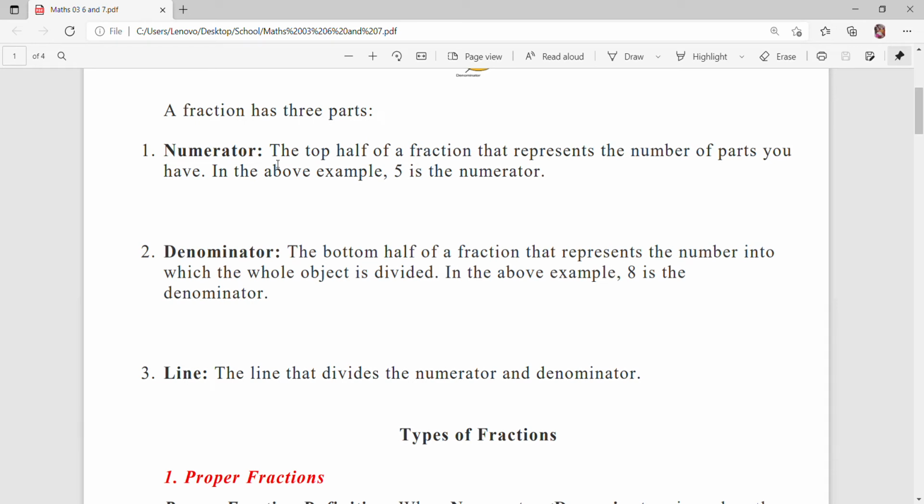Numerator: the top half of a fraction that represents the number of parts you have. In the above example, 5 is the numerator. That means the top half of a fraction.